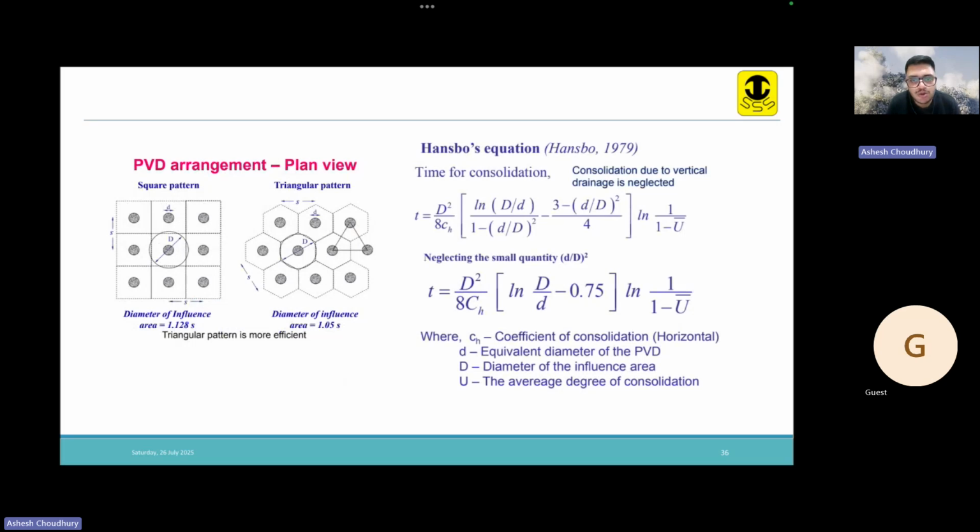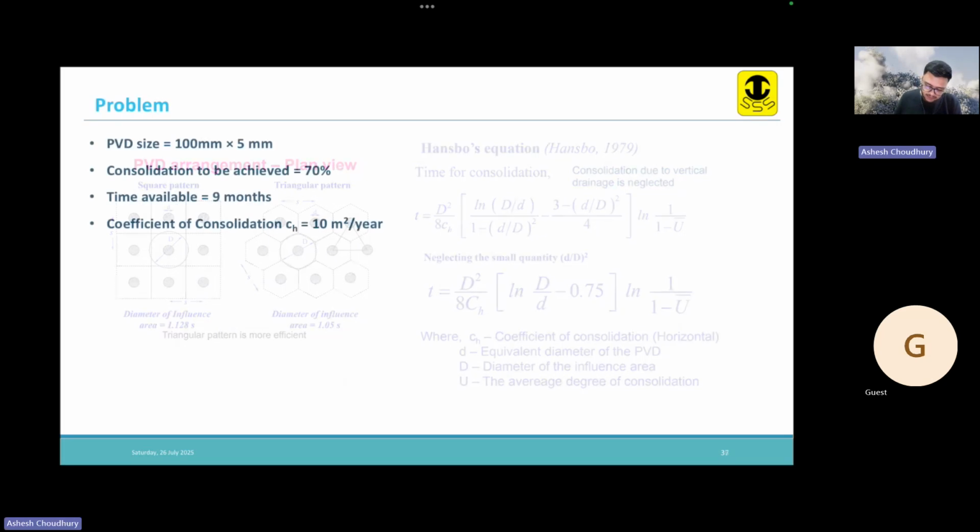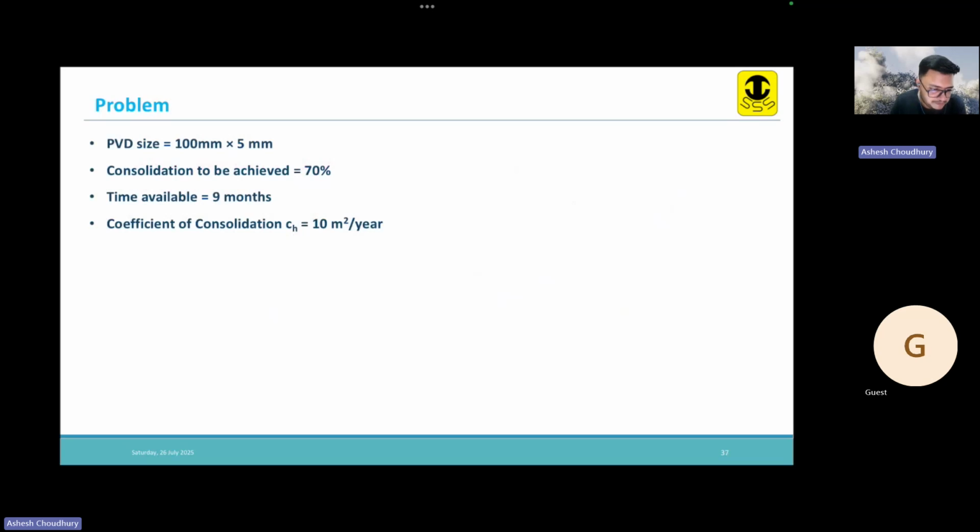Now, if you neglect the small quantity d by D squared, you can write this quantity, where U is the average degree of consolidation. This way you can calculate the time required for consolidation. Now how can you get D? We'll see if we solve this problem.